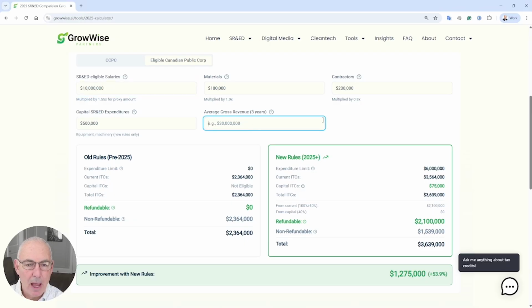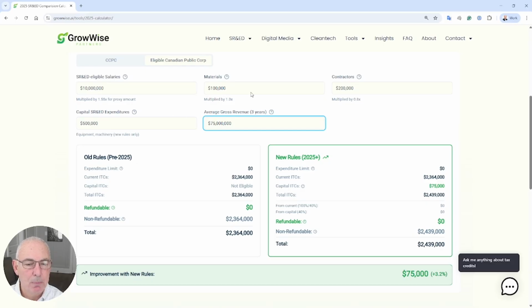So if the average gross revenue is $15 million or below, really not much changes. However, if the average gross revenue goes up to, say, $25 million or $75 million, at the $75 million mark, the non-refundable portion is 100% of the SR&ED claim. There is no refundable portion. And therefore, there is a grind from $15 million to $75 million for ECPCs based on their average gross revenue from the last 3 years.